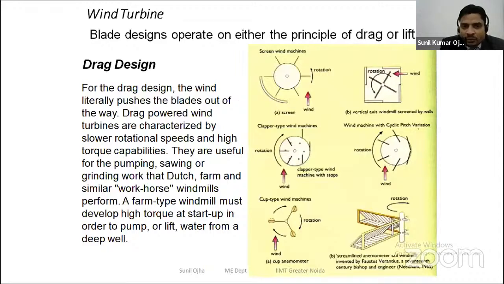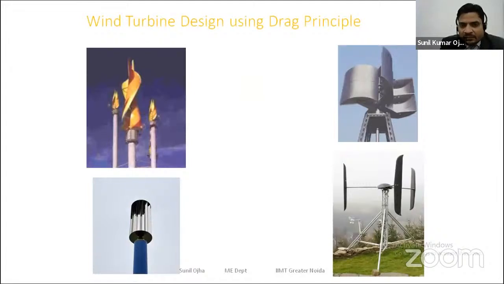As we know, there are two types of principles we have to use: lift design and drag design. In the vertical axis wind turbine, we mostly use drag, utilizing the drag force to convert wind energy into useful purposes. So these are the vertical axis wind turbines based on the drag principle. In vertical axis wind turbines, we utilize the drag force mostly to convert wind energy into a useful purpose.